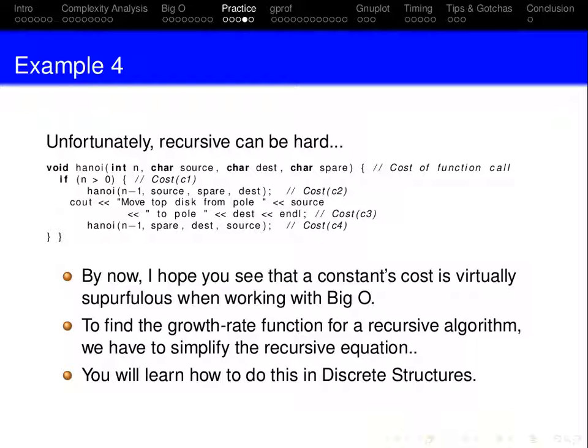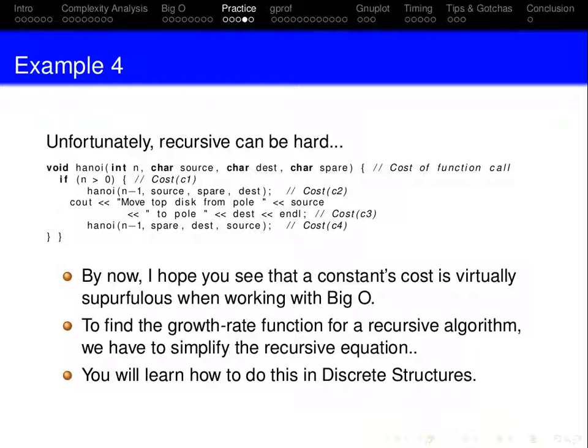But if n is greater than 0, let's say it's 3, what does it do? What is it actually doing? It's calling itself, right? So T of n minus 1, plus, what else does it do? It prints something out. Okay, we don't particularly care. And it calls itself again. All right. And I'm just going to say everything else takes 1, or big O of 1, just for sake of argument.